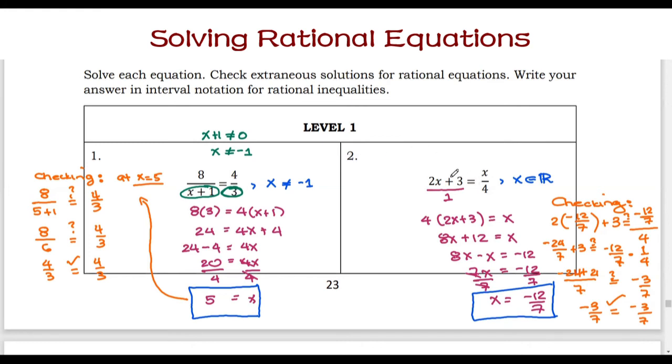Okay? Etong 2x plus 3, you can consider this as a rational expression kasi pwede mong lagyan ng over 1 sa ilalim. Okay? Tapos sa other side, x over 4. So, tag-isa lang ulit na rational expression. So, that's why I cross multiply. Okay? And then you do the math here, do your algebra, you will get x equals -12 over 7. And when we do the checking, mag-equal naman sila.